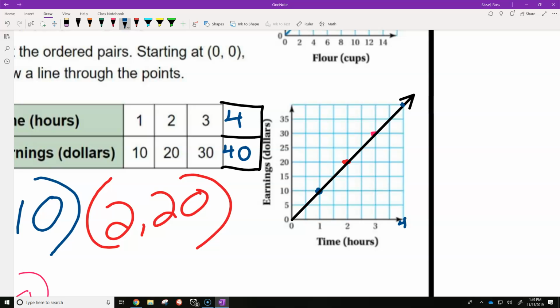Can anyone tell me on this graph, what is one of them that will not work? One that will not work. Draylee? On the graph. No, 4 to 40 works. Ethan just proved that. Alex? Okay, if I go over 2, I go up to 25. Oh, that is not equivalent. Good job, Alex.